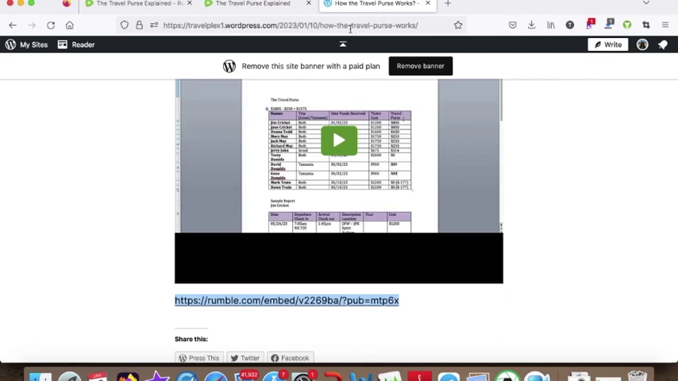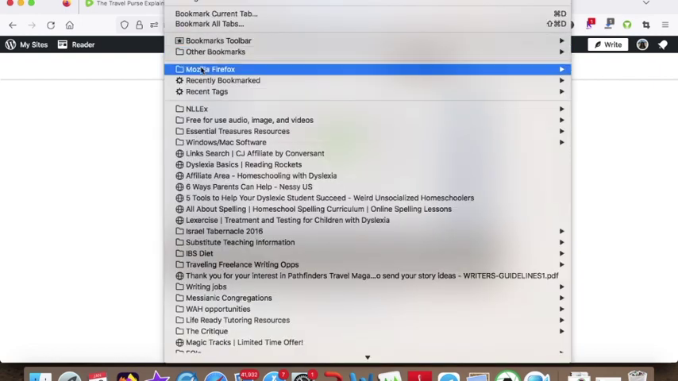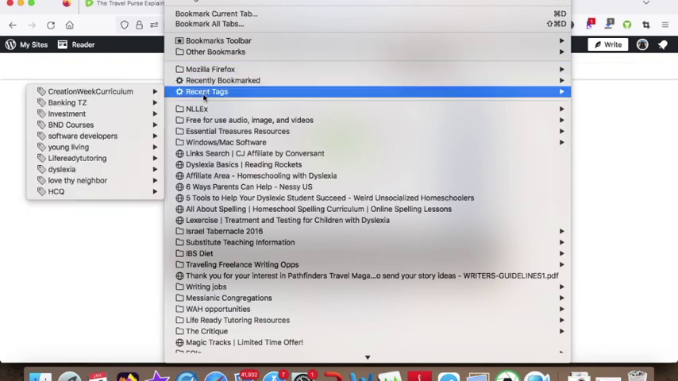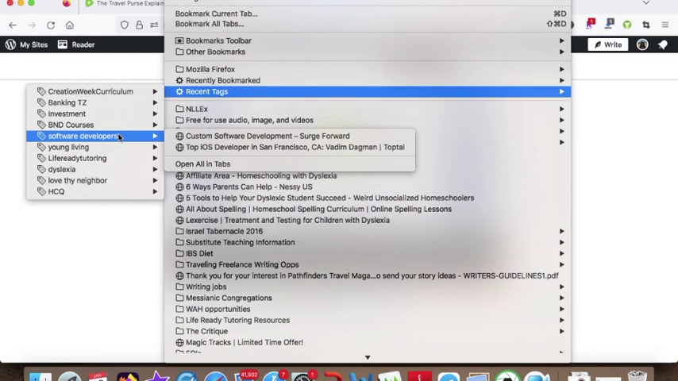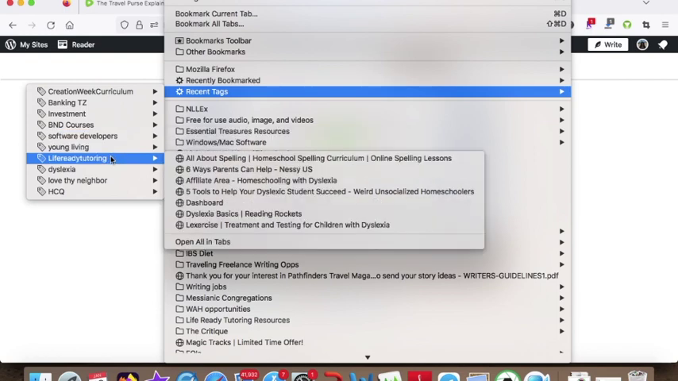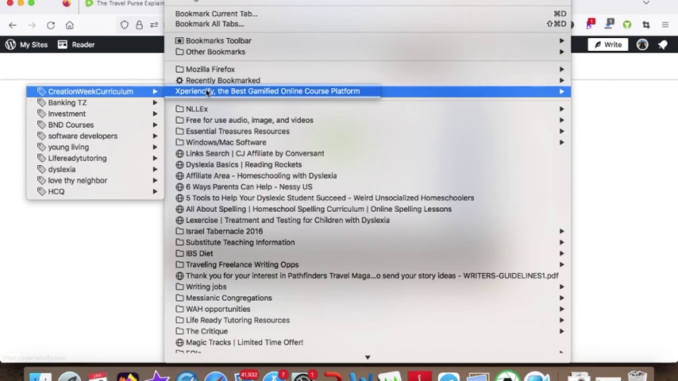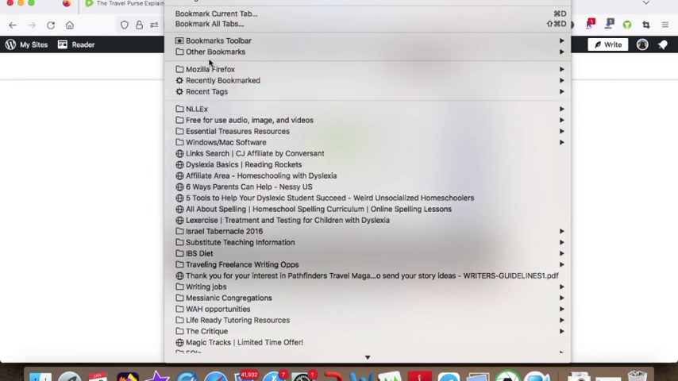So we're going to go to the link that I want you to go to, and I'm just going to show you what I actually use. No, that's not where I want to go.